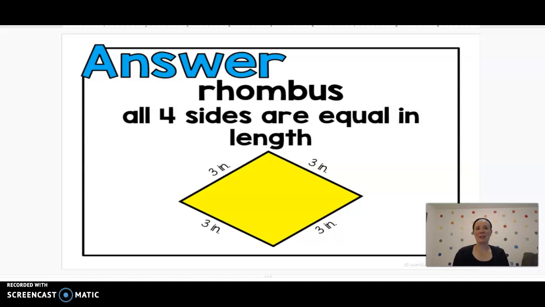But it doesn't have right angles. Do you notice how the angles aren't shaped like an L? They have a different shape. So this is a rhombus. So is a rhombus a parallelogram? Yes, it is. It's a more specific type of parallelogram because it has two sets of parallel lines.